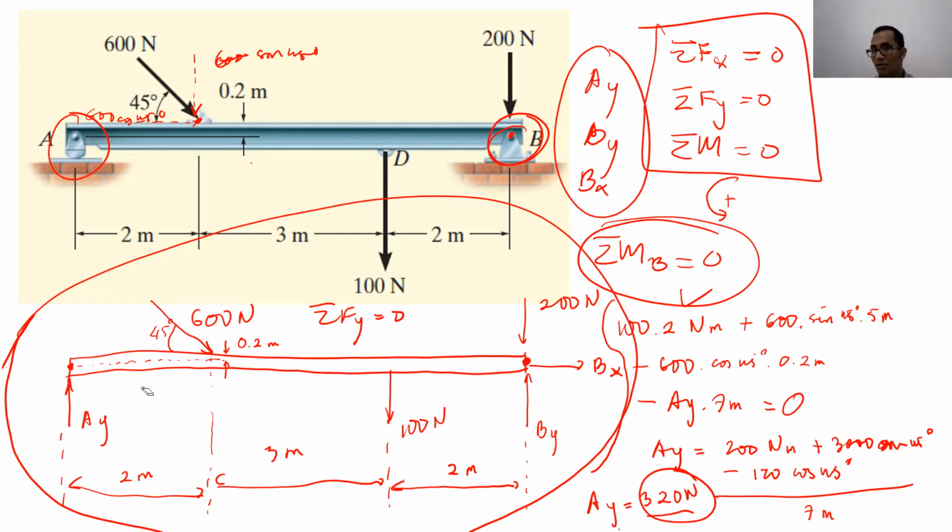So basically, all the external forces you draw in the free body diagram should be based on the type of the constraint that you have in the problem. If it's a pin joint, there will be vertical and horizontal forces. If it's a roller joint, only vertical force.